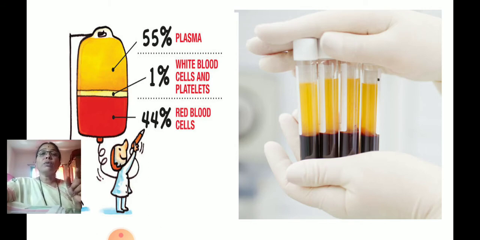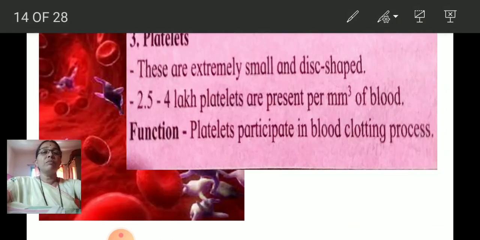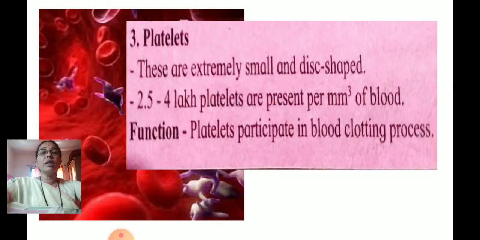So plasma contained inside the blood is 55%, white blood cells and platelets are 1%, and red blood cells are 44% of our blood. Okay, so what are these platelets?